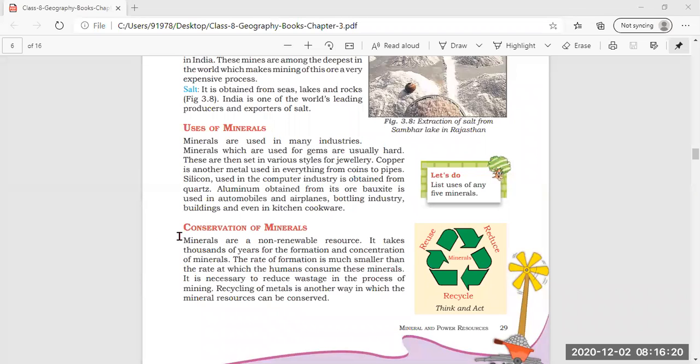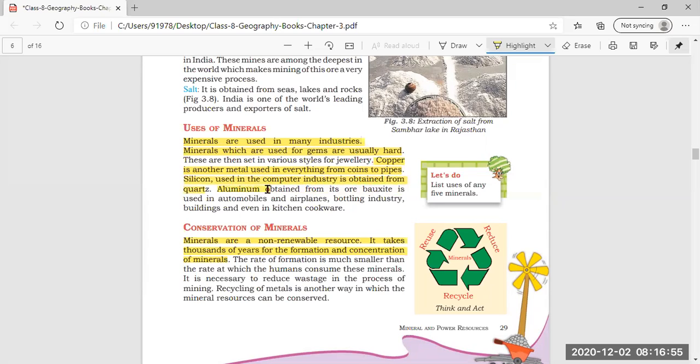So you can underline this: minerals are non-renewable resources. It takes thousands of years for the formation and concentration of minerals. And the uses of minerals also you can see. Number one, you can put minerals are used in many industries. Second, gems are used for jewelries. Then copper is used for everything from coins to pipes. Then silicon is used in computer industries.